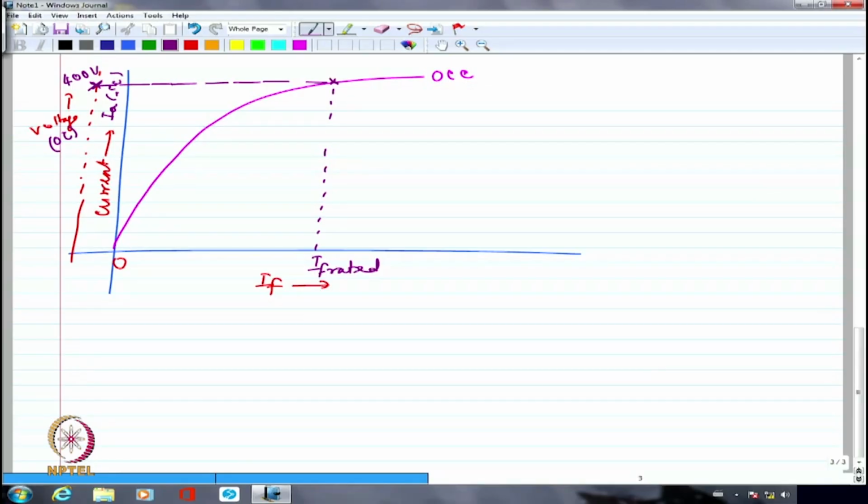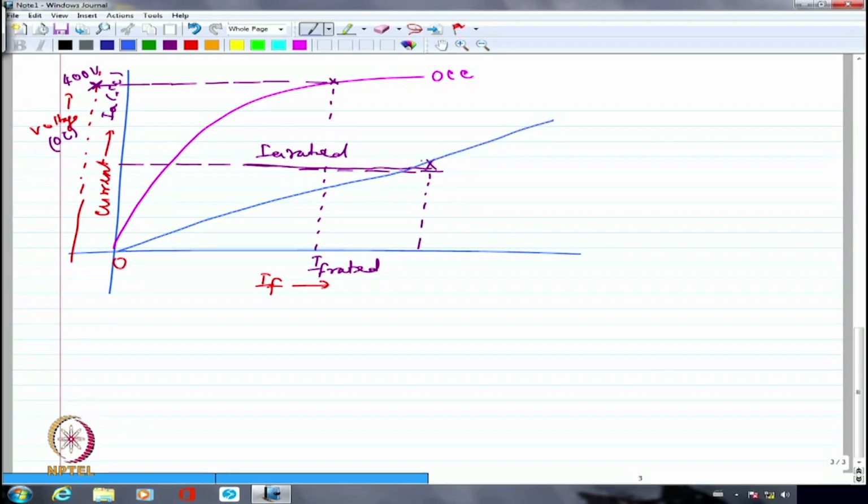For short circuit characteristics, I have to see where maybe IA rated is being reached at what IF. So maybe this is IA rated. If I try to extend it here, this is what is IA rated. Okay, so this is getting joined here. So I can draw this as the short circuit characteristics. This is passing through this point. Please note, short circuit characteristics is linear, open circuit characteristics is involved with saturation.